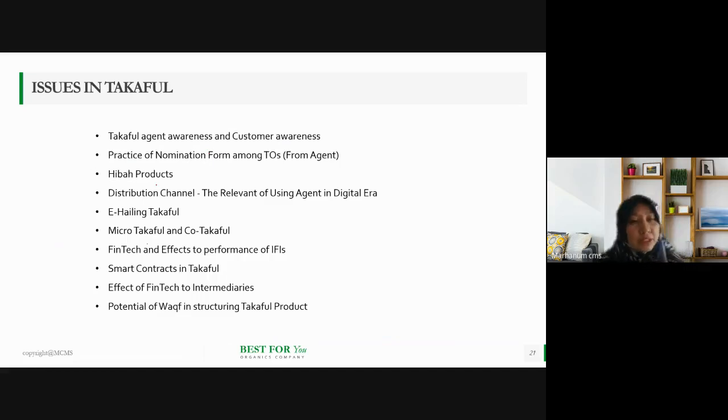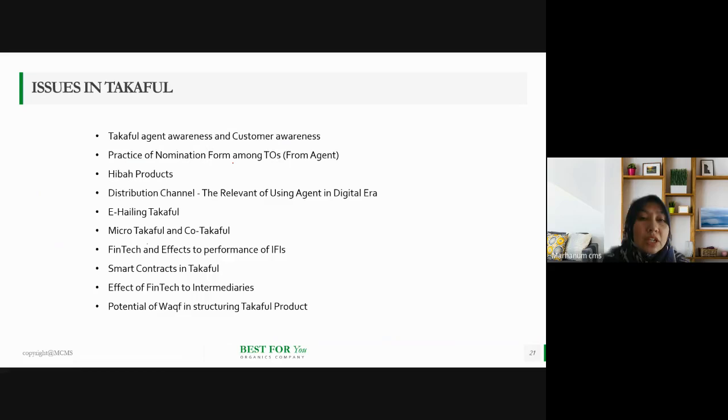Okay, the second one is the practice of nomination form among takaful operators from the agent perspective. So how is the nomination form practiced? What is a nomination form? It is a form that nominates who, at the end of the day, for takaful certificates, will receive a benefit from the certificate, like a death benefit, after this participant dies. For sure, their family members, is it? So who are the family members that can be listed in the nomination form?